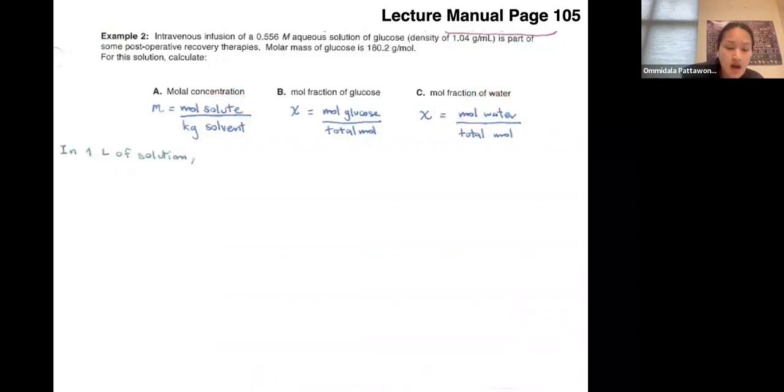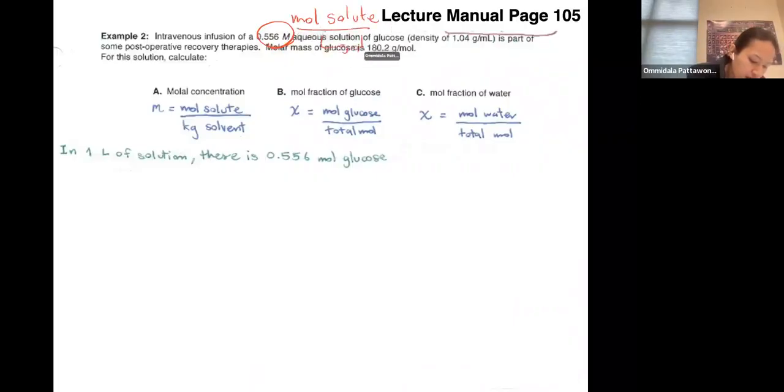Let's look at the definition of molar concentration first, which is given to us. Molar concentration tells us that in 1 liter, because it is mole per liter, in 1 liter of the solution, we have 0.556 mole of glucose. That's what it means, right? Molar concentration is mole of solute per liter of the solution. So in this case, we know that in 1 liter of the solution, there is 0.556 mole of glucose.